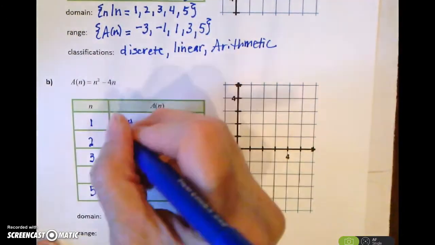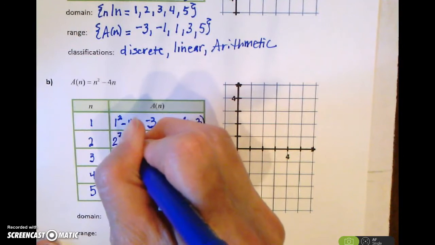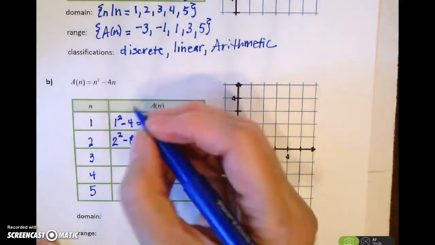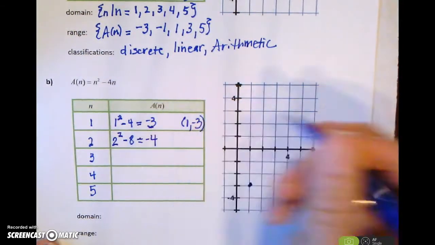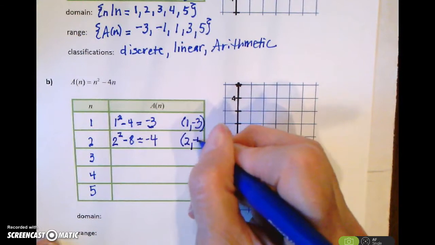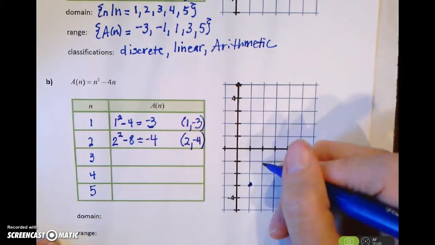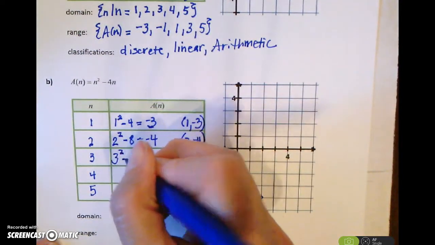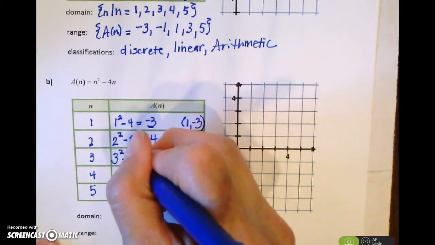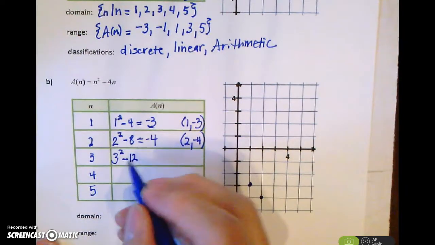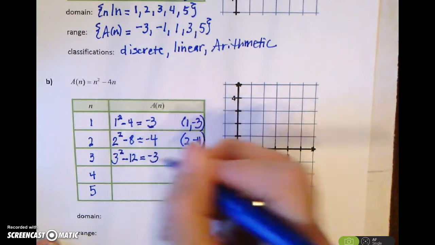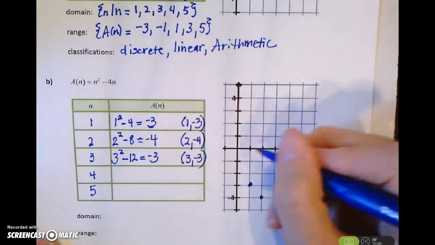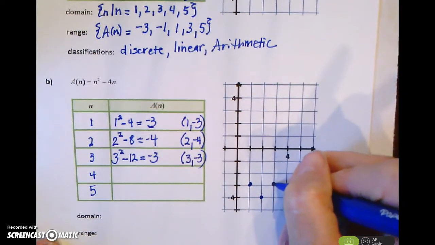I'm going to put a 2 in, so I'm going to get 2 squared minus 4 times 2, which is 8. So I'm going to get 4 minus 8, which is equal to negative 4. So I have the ordered pair 2, negative 4. So over 2, 1, 2, 3, 4. 3 squared minus 4 times 3, which is 12. So I get 9 minus 12, which is equal to negative 3. So I have the ordered pair 3, negative 3. So over 3, down 3.